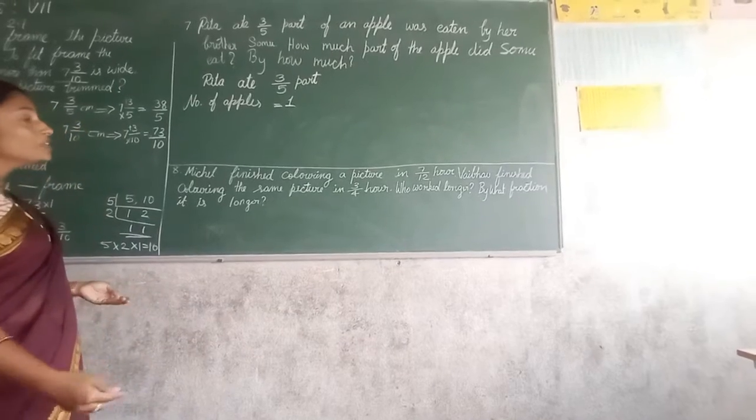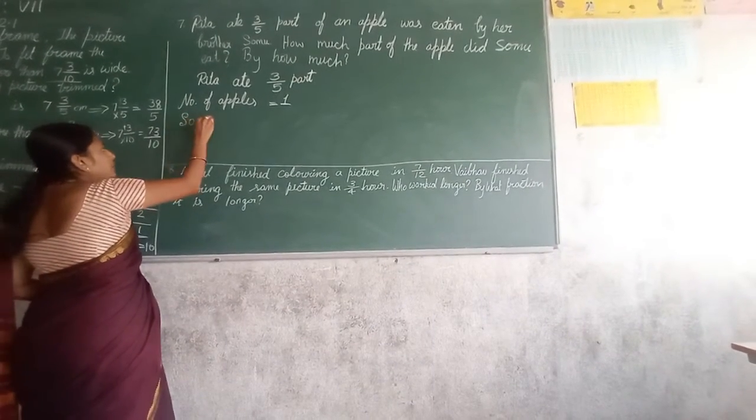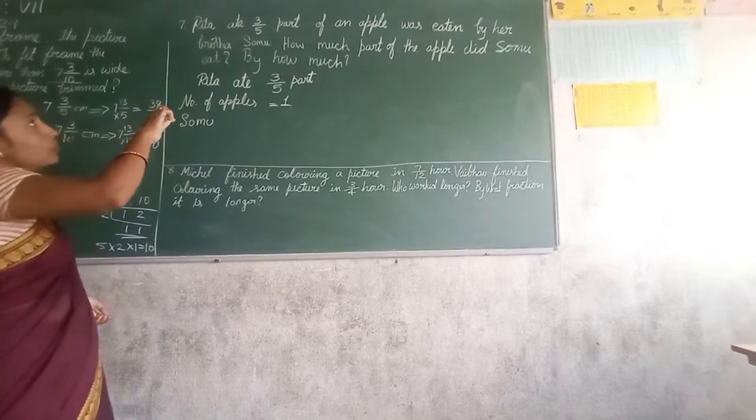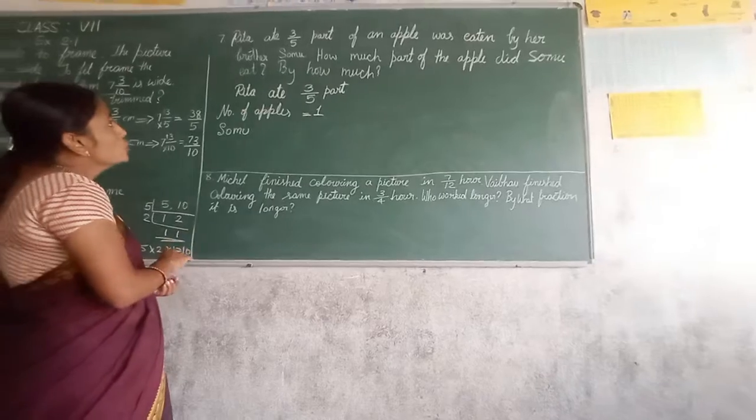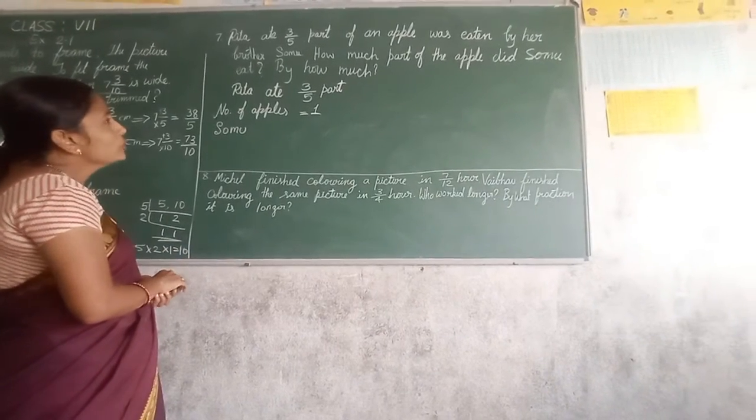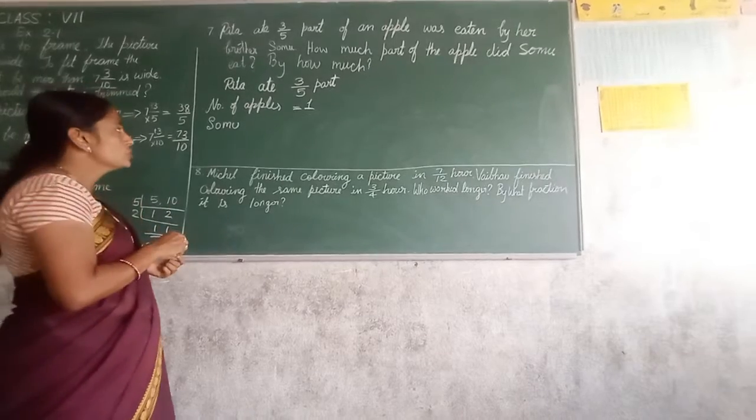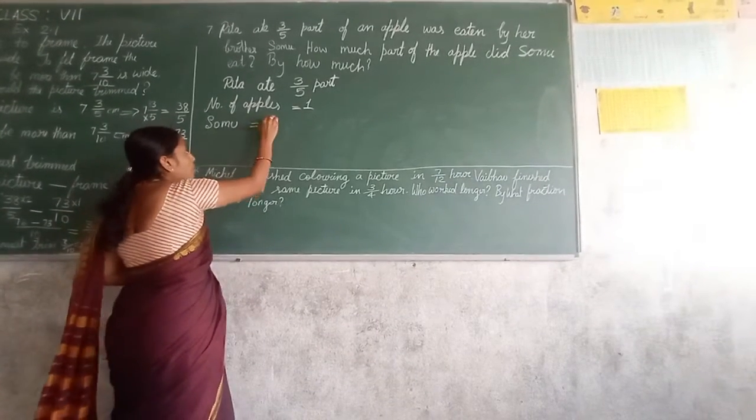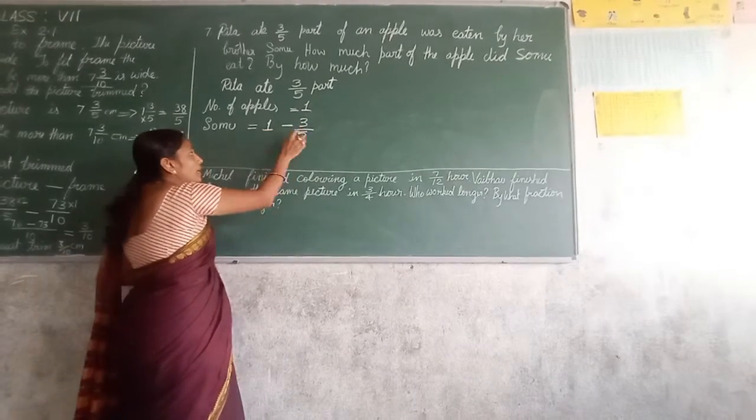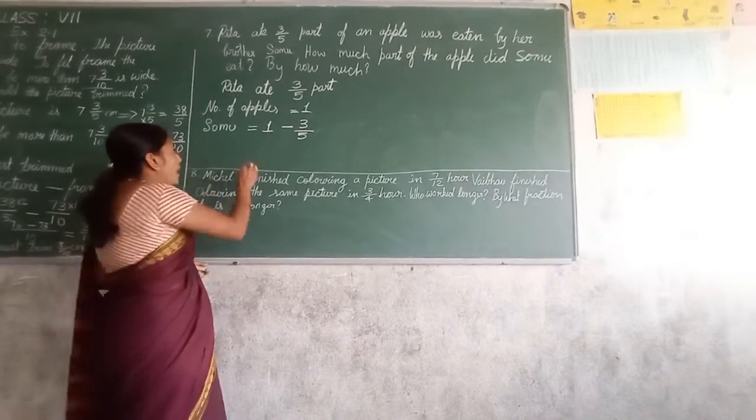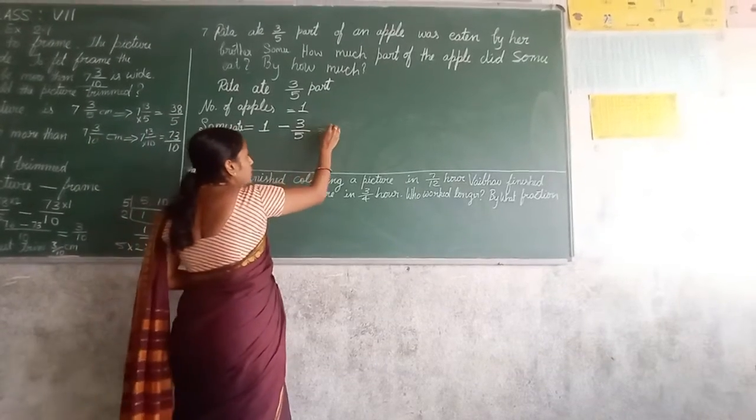But how much has been eaten by Somu? Rita ate 3/5 part of an apple, and the rest was eaten by her brother Somu. They have not mentioned how much Somu ate. But if we subtract 1 minus 3/5, we will come to know how much Somu ate.